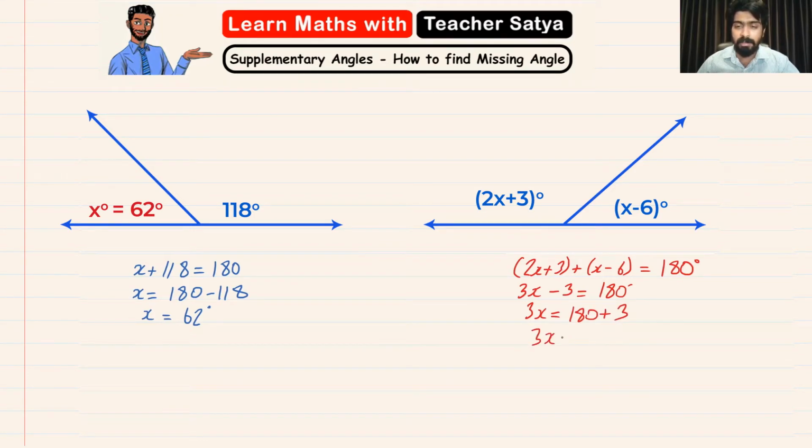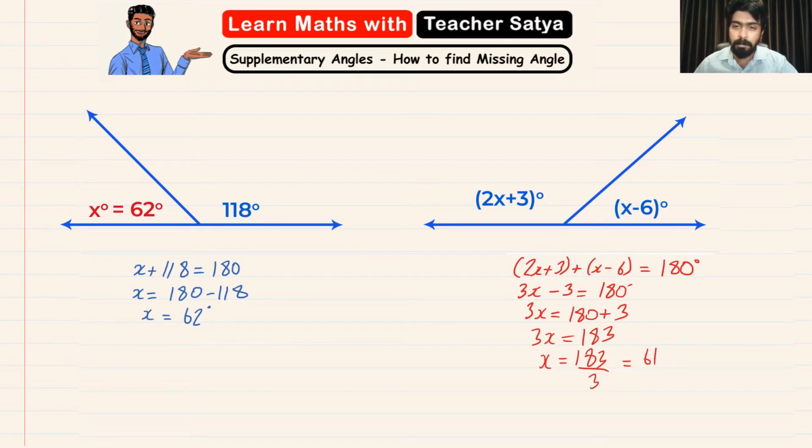So 3x is equal to 180 plus 3, which is 183. Now again, we are finding the value of x and not 3x, right guys? So when I transpose this 3 to the other side, it will change to division. So it'll be 183 divided by 3, which is equal to 61, right guys? Now we have found the value of x. So x is 61.